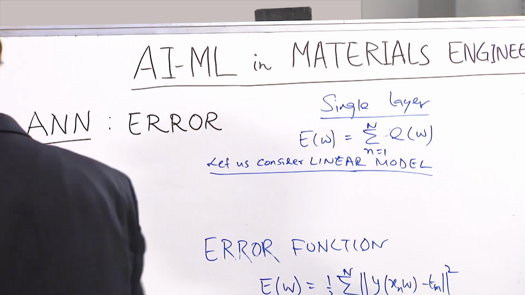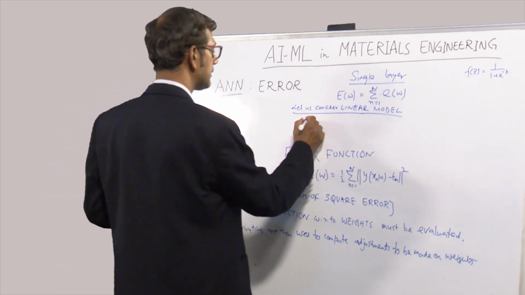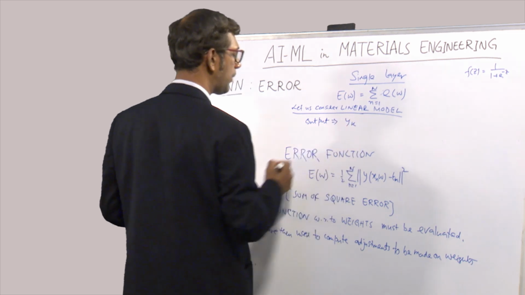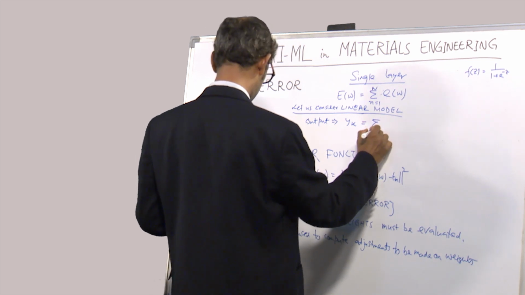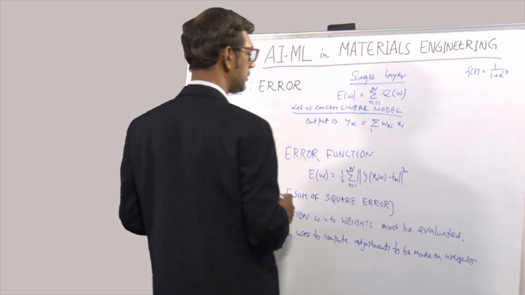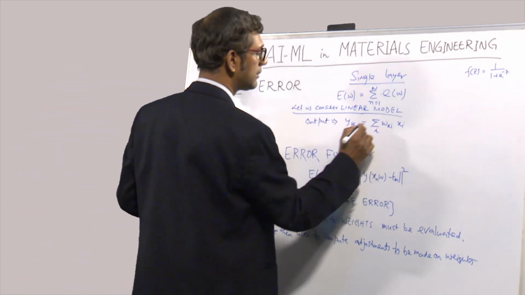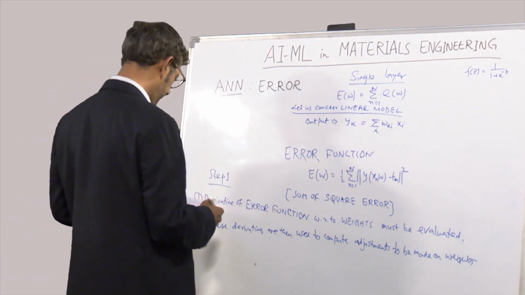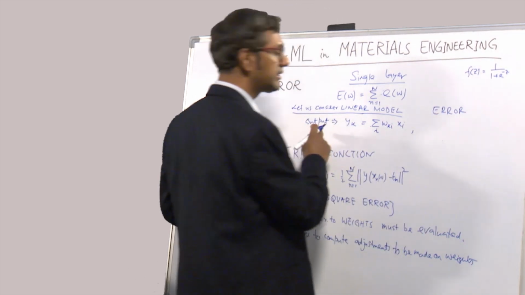If you consider a linear model, what can happen? The output, let us say yk, is a linear combination of the inputs. Each step output is a linear combination of that. That is what it is, a linear model; you are multiplying with the weights. Therefore, your error function for this, remember, is for each step we are doing.